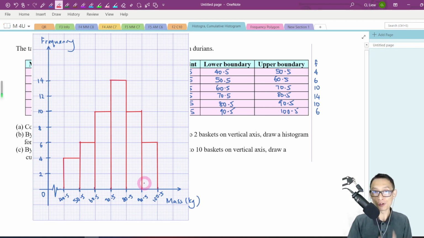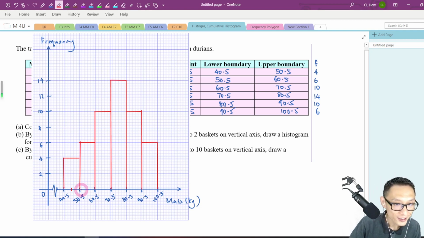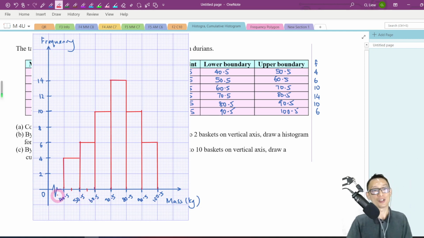If you use the midpoint, it's actually okay, but for the first class interval, the midpoint is 45.5, so you have to label at the middle here. 1, 2, 3, 4, 5. So the labeling will be here. I think it will be harder to label this way, so normally we use boundary.